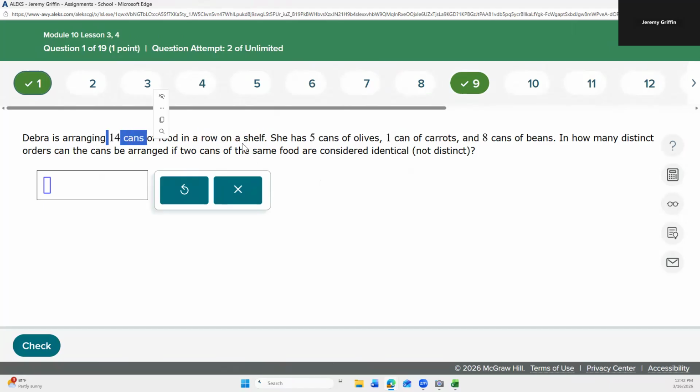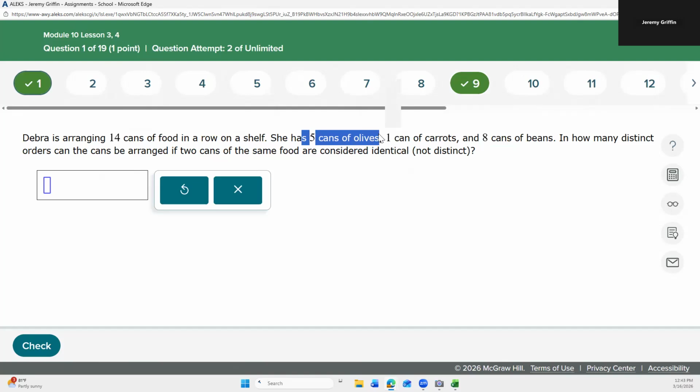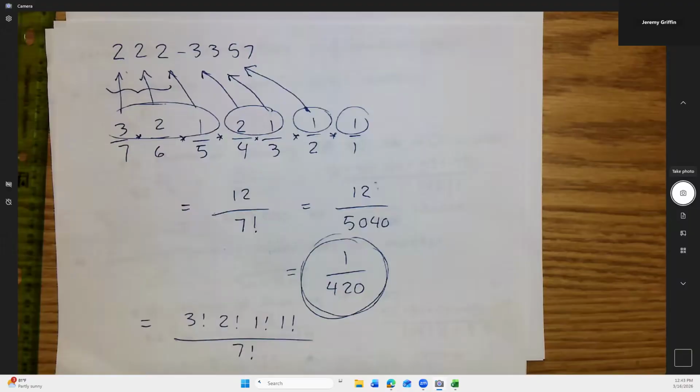So we have these 14 cans. We have 5 cans of olives, 1 can of carrots, 8 cans of beans. How many different orders can be arranged if cans of the same food are considered identical? So you cannot distinguish these 5 cans of olives, for example. You could switch them all up and you have no idea which is which. So all 5 cans of olives are the same. Okay, so jot it down: 5 olives, 1 carrot, 8 beans. Let's bring that over here.